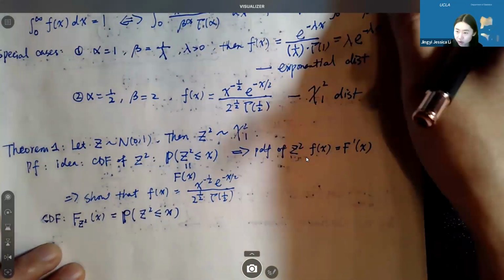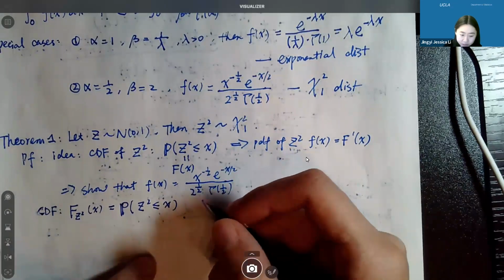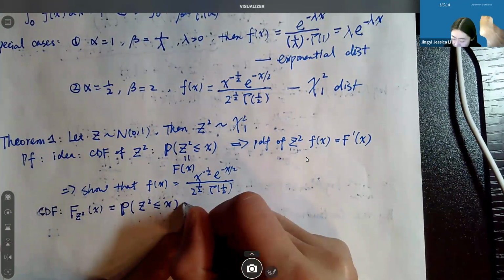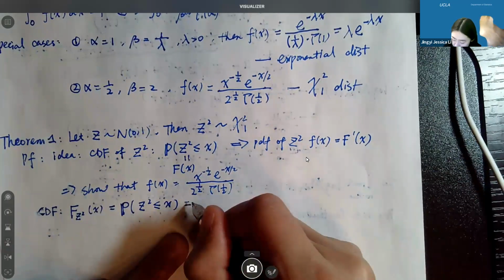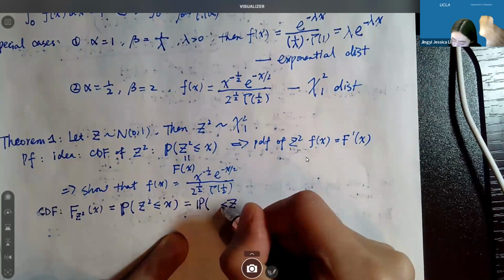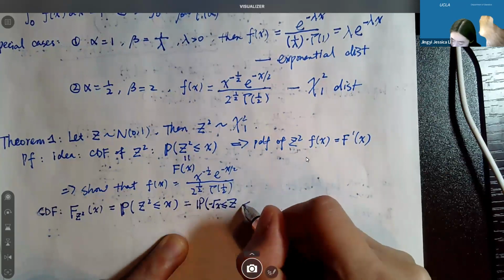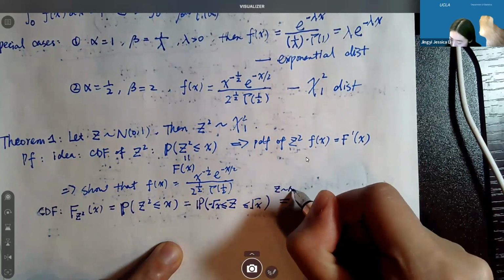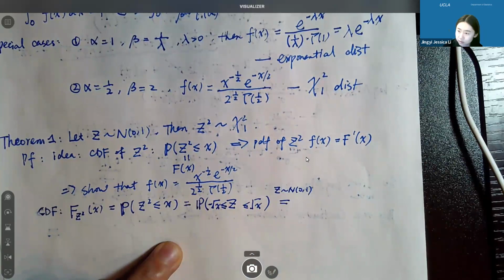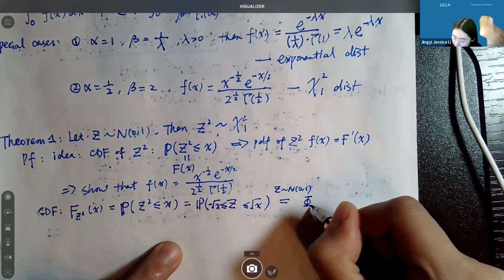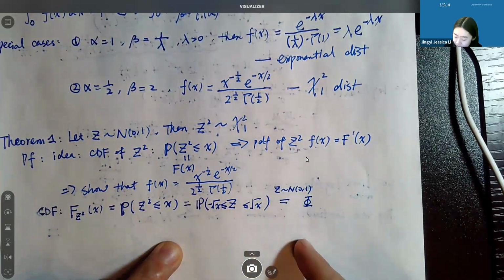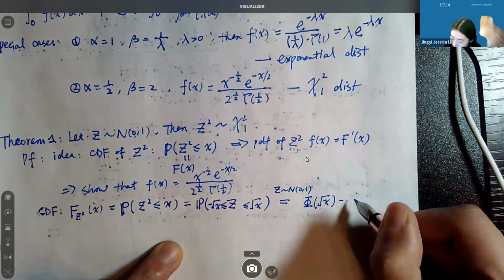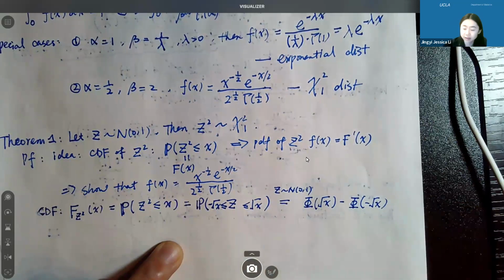Okay, and now we're going to make the relevance to Z. Given that we know x must be non-negative, we can take its square root. Therefore, this is equivalent to Z being between negative square root of x and positive square root of x, right? This is just by taking the square root. And because we know Z follows standard normal, we're going to use the standard normal CDF again. This probability can be written as big phi at root x minus big phi at negative root x, right? This is our CDF for Z squared by definition.